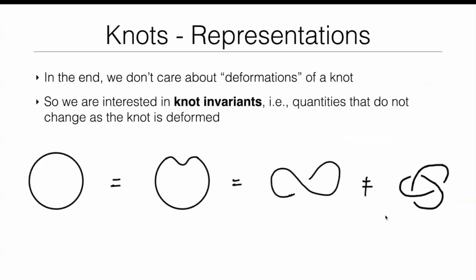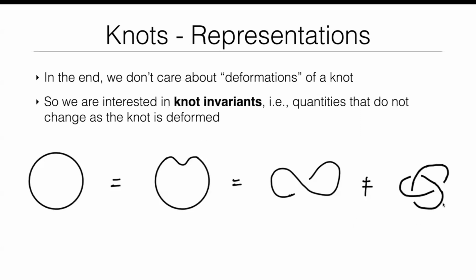Let me skip this. So for knots, essentially what a knot is, it's a tangled up circle. And the task is then to classify these different knots. And we want this knot to be the same as this knot. So if I put a dent in here, or even if I twist it, I want to call all of these knots to be the same.